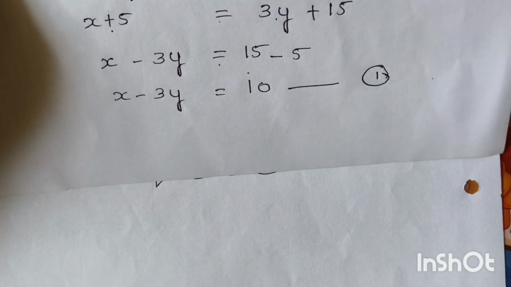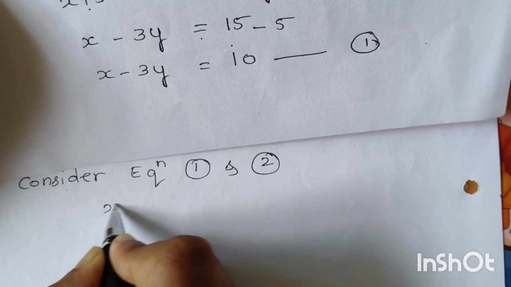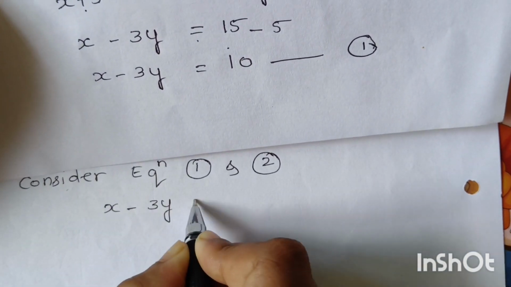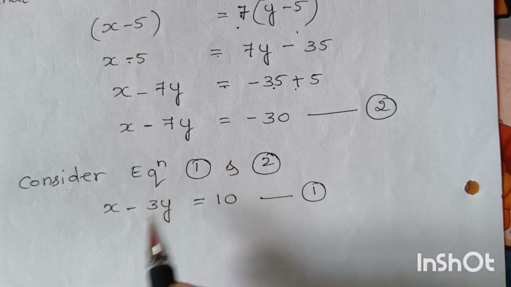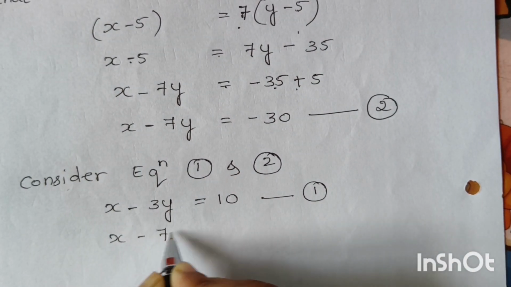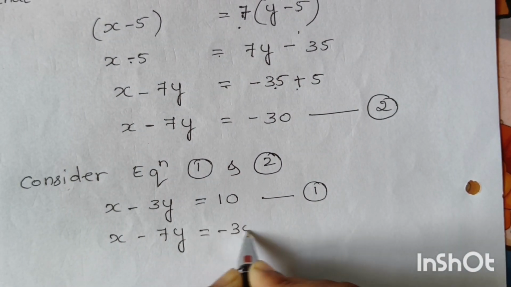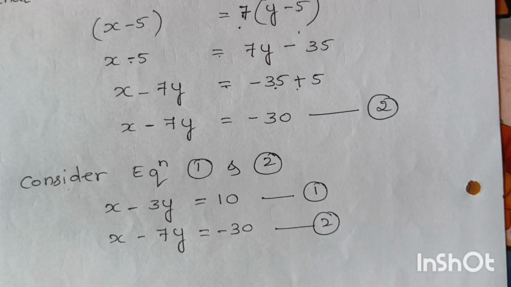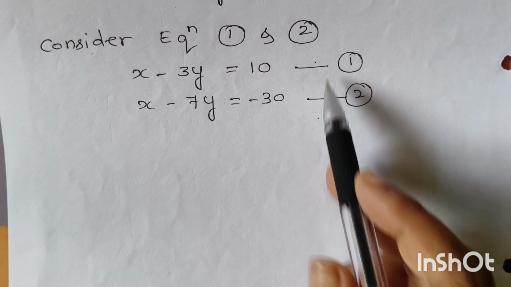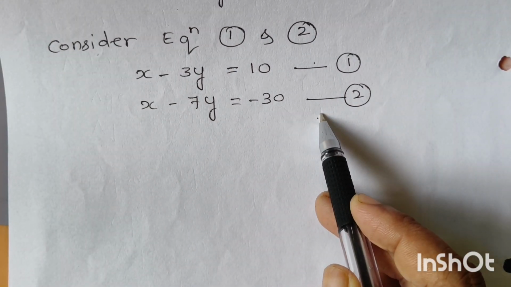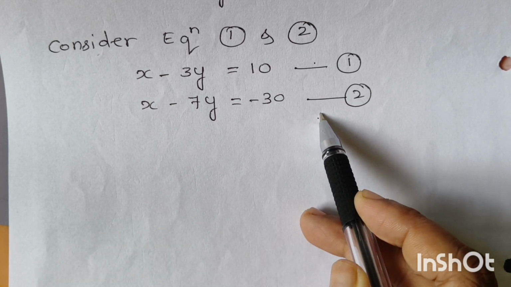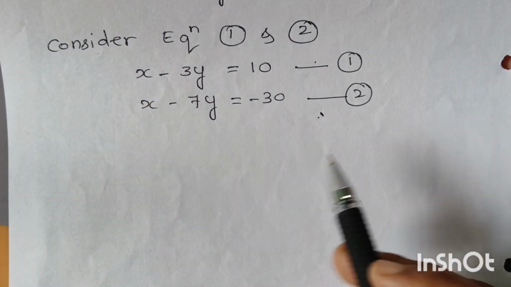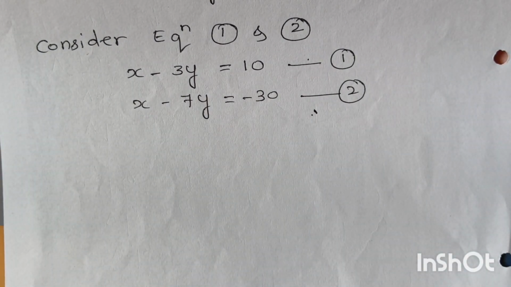That is x minus 3y is equal to 10. This is our equation 1, and x minus 7y is equal to minus 30 is our equation 2. Now we got two equations, right? By using the substitution method, we can find out the present age of Jacob and his son. Let us do the substitution method.